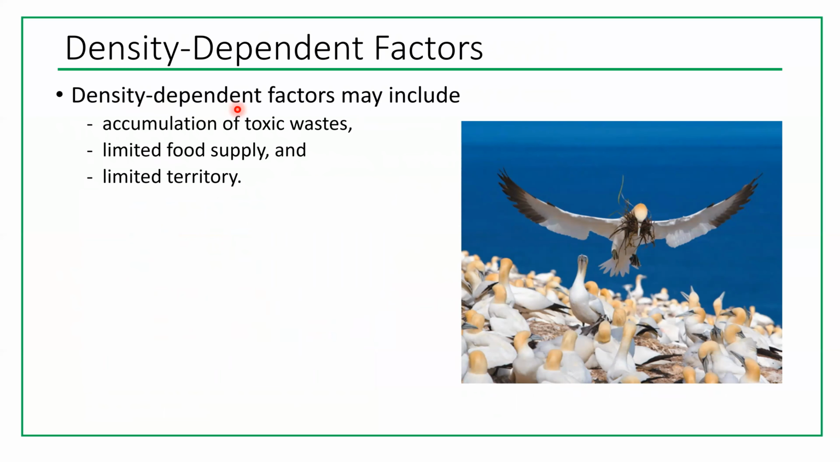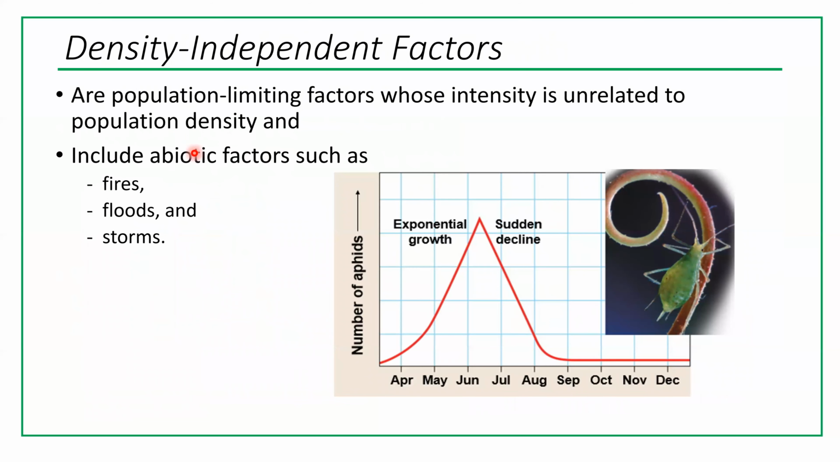So density dependent factors may include accumulation of toxic waste, limited food supply, limited territory. But we do have density independent factors. When you're looking at a density independent factor, you see this sudden decline in the population size, right?